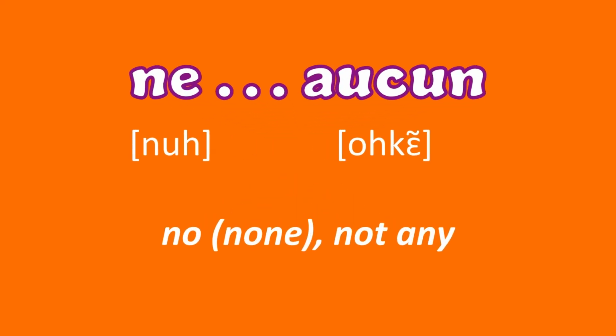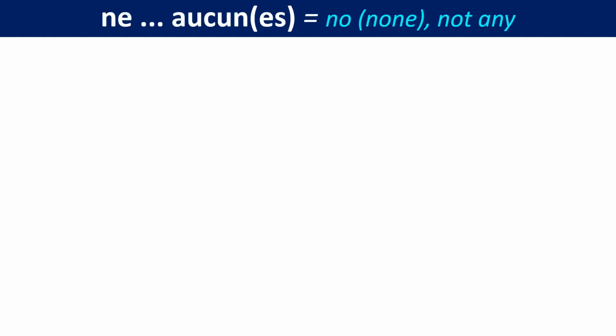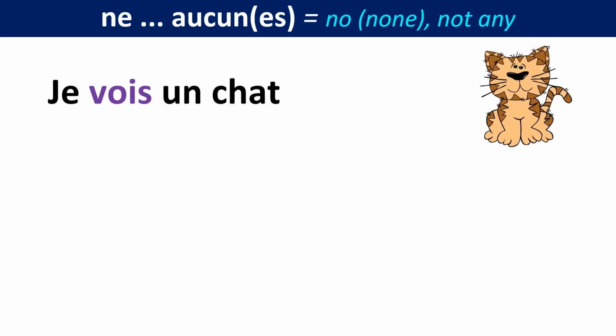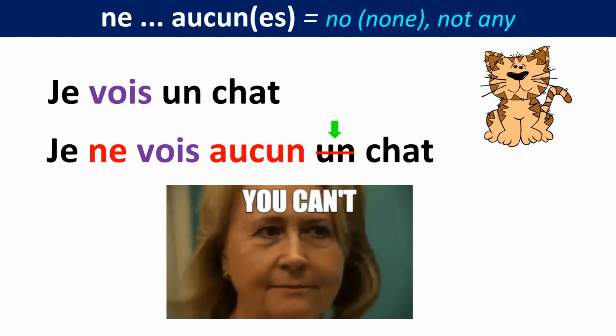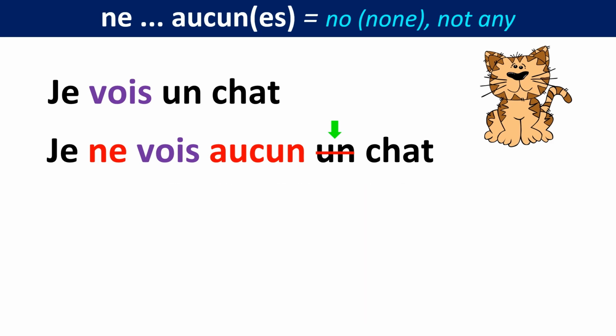Ne, aucun. Ne, aucun means no, as in none, not any. If I take this example, je vois un chat, I see a cat. In the negative, it's going to become je ne vois aucun, and then we've got the article un that disappears because you couldn't say I see no a cat. So we get rid of the a, the article. And it means I see no cat.